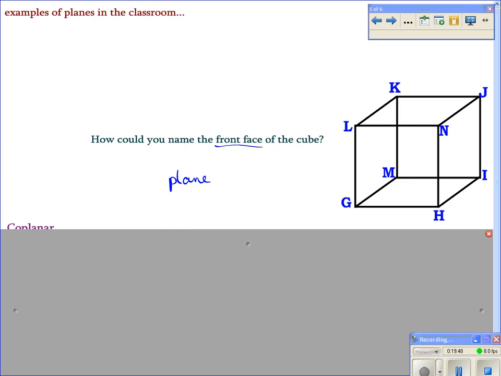Yes. L, what did you say? L, N? M. Not M, because M is on the back. But what's another one on the front? H. Sure. Okay, so you could pick any of those 4 points on the front of the cube, grouped together, because none of them are going to be in a line.